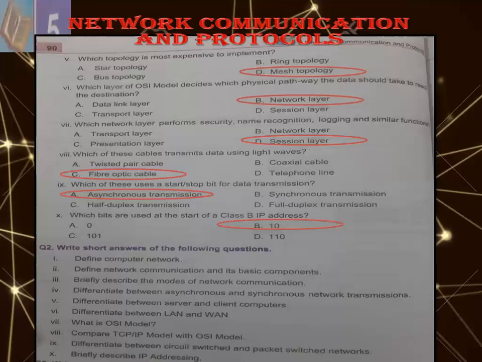Then we have differentiate between circuit switching and packet switching network. This is the comparison between the circuit switching and the packet switching network.